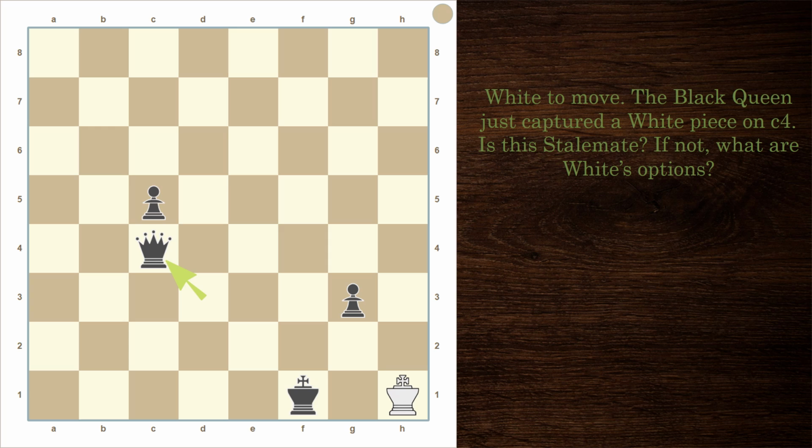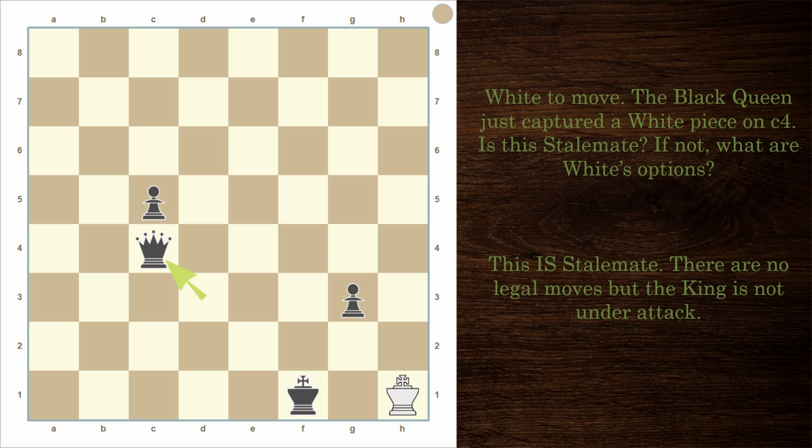Okay, so pause your video here, set up your chessboard this way, or take a look at the screen and see if you can figure out the answer. So the black queen just captured a piece on c4. It's white's turn to move. Is this stalemate? And if not, what are white's options? Okay, hopefully you paused your video.